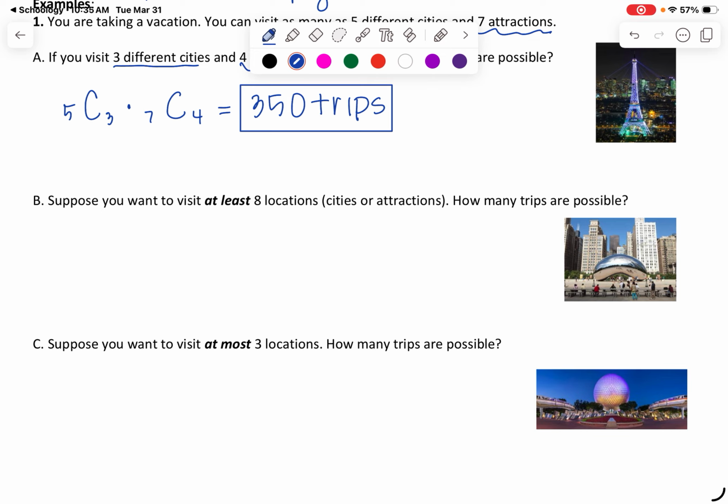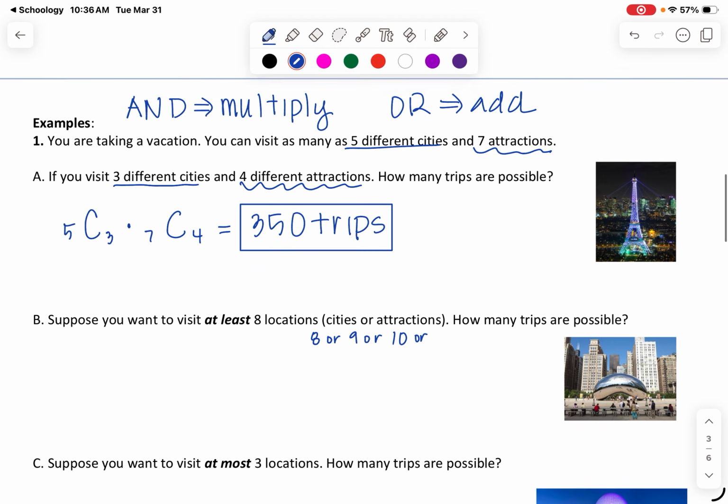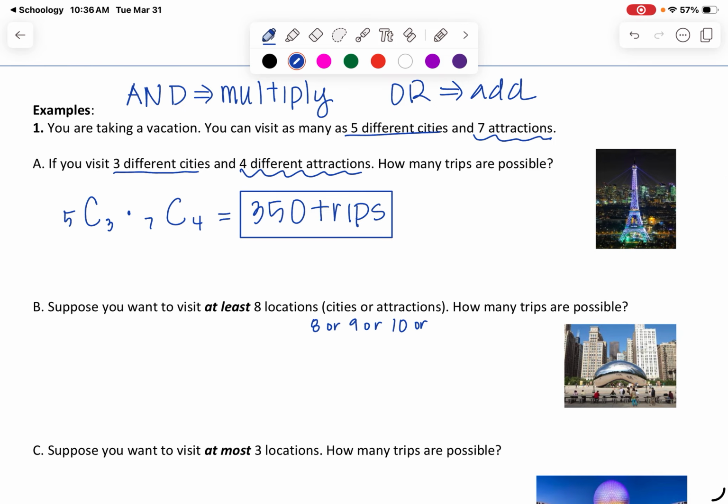Suppose you want to visit at least 8 locations, cities, or attractions. How many trips are possible? So at least 8 means that I can visit 8 or 9 or 10 or 11. I should be writing the word "or" right here, right? That's instead of comma. Okay. I want to choose 8 or 9 or 10, and I should probably go see how many total there are. Cities or attractions. So that is 12 total.